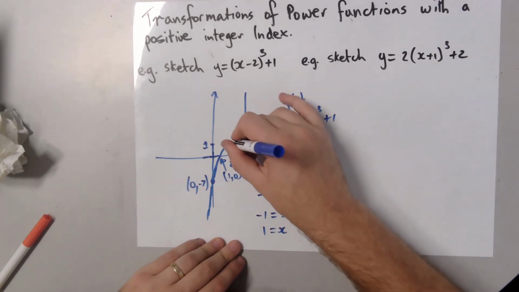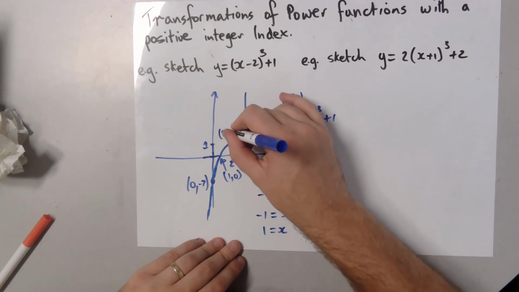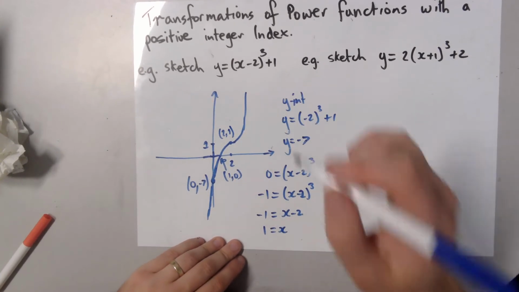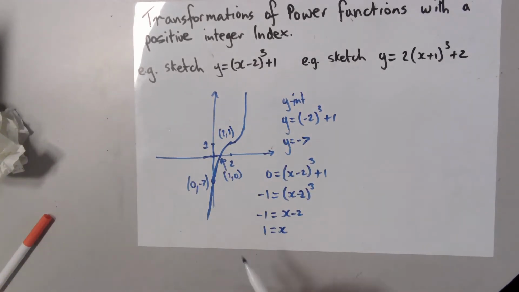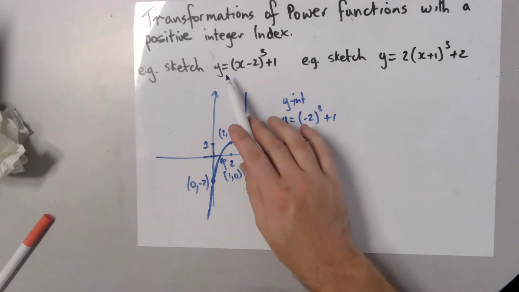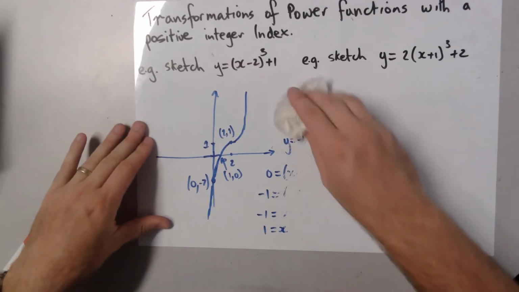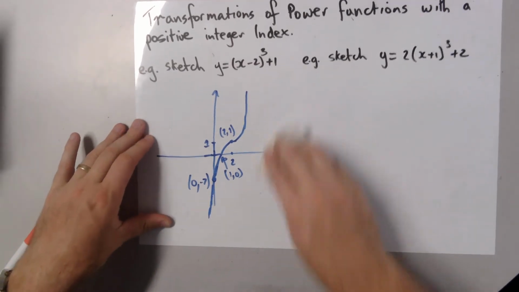And our coordinates at that point there, as we said, are (2, 1). We're taking care of our translations. There are no dilations or reflections on this one, and we've labelled our intercepts, so we are all good with that one. Just going to make some room here.